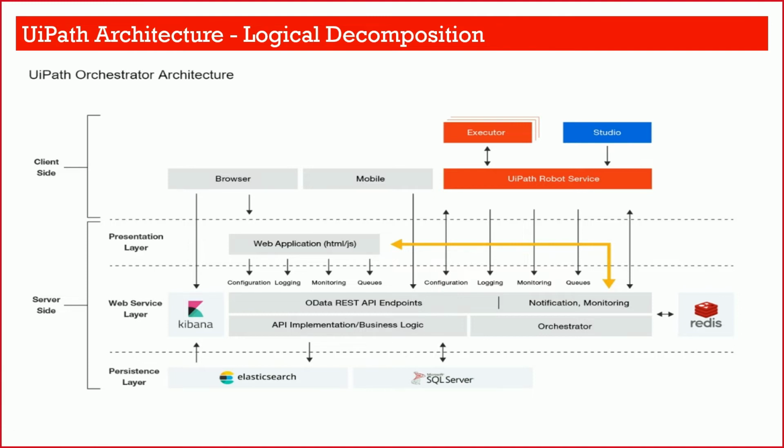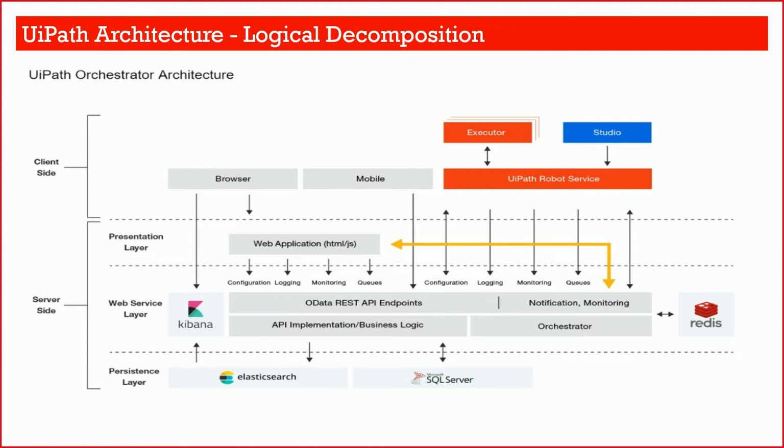The first keyword that you need to understand is that it serves the client and server side. So there is a client side and there is a server side. It looks like a two-tier architecture, but actually it's a three-tier architecture. But for the sake of simplicity, let's understand it this way. There are certain things on the client side and certain things on the server side. At the top, where you see the executor, Studio, UiPath Robot services, mobile and the browser, they are client side. On the server side, we have three different components: the presentation layer, the web service layer, and the persistence layer.